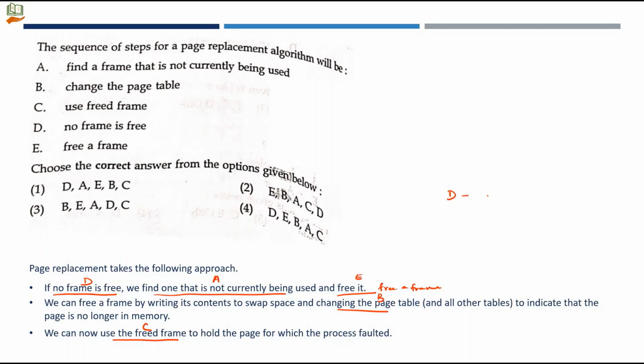Then we have to find one that is not being correctly used and then free the respective frame. From there we are going to change the page table and then use the freed frame. D, A, E, B, C. Option number 1 will be the right answer.